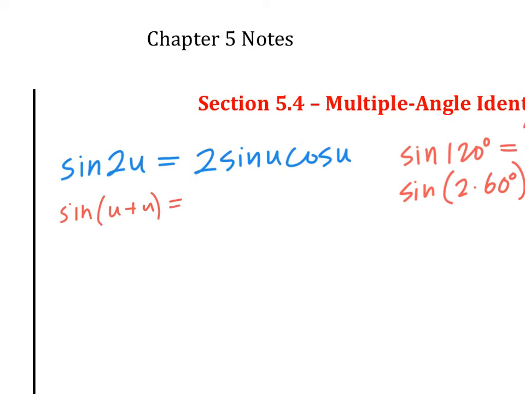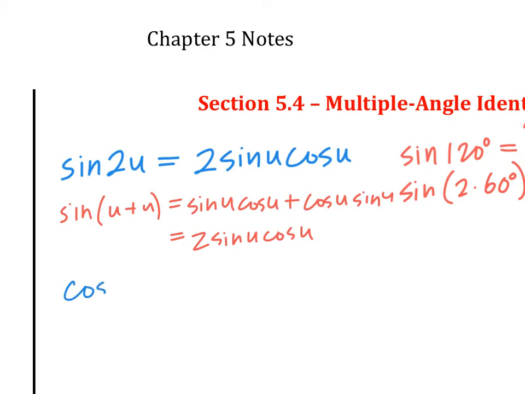Remember? Okay, so sine, cosine, cosine, sine. Notice sine u, cosine u came up twice. Therefore, 2 sine u, cosine u. So that's how the formula came about. Okay? So if you just don't remember the double angle formula, you can always do that.